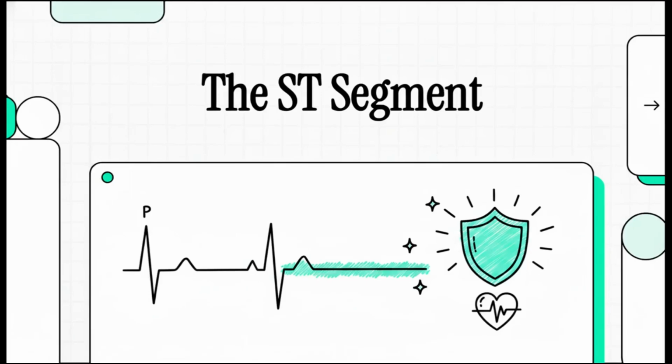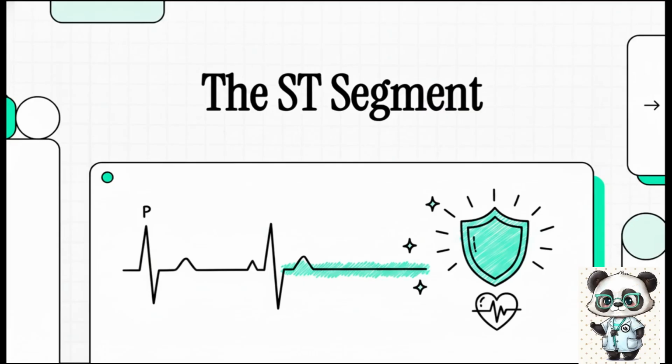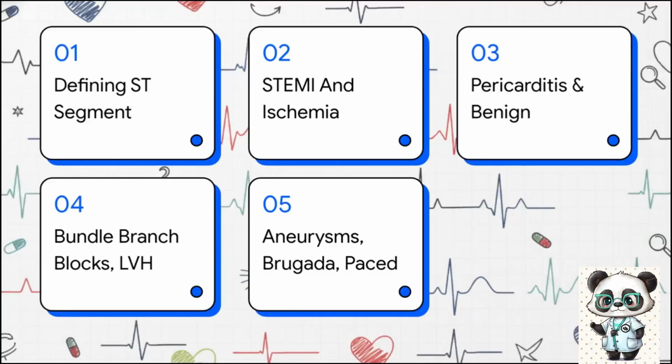Welcome to the much-awaited topic in EKG series, the ST segment. If you've spent literally any time looking at electrocardiograms in a clinical setting, you know that this tiny, seemingly simple portion of the tracing is a heavyweight champion when it comes to diagnosing critical cardiac events. In this explainer, we're going to completely decode the subtle and sometimes not so subtle changes in this absolute lifesaver of a segment. Here's our roadmap for today.